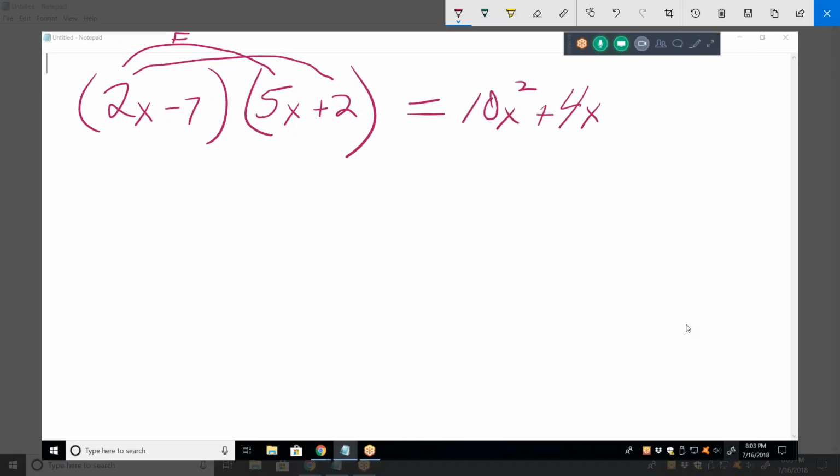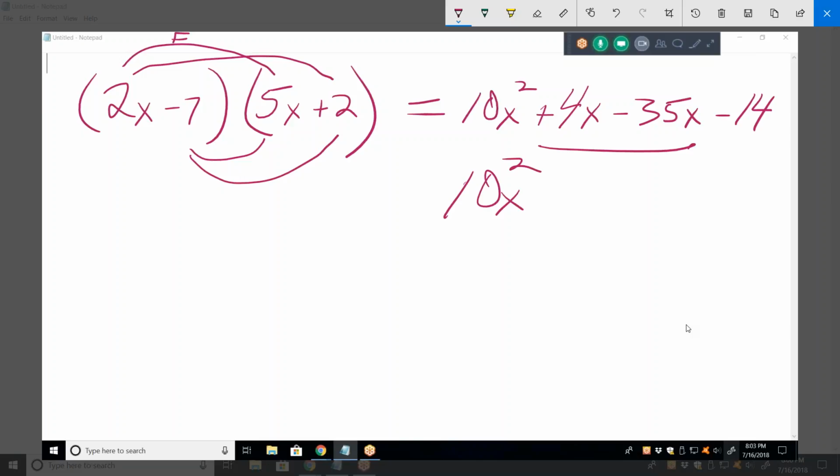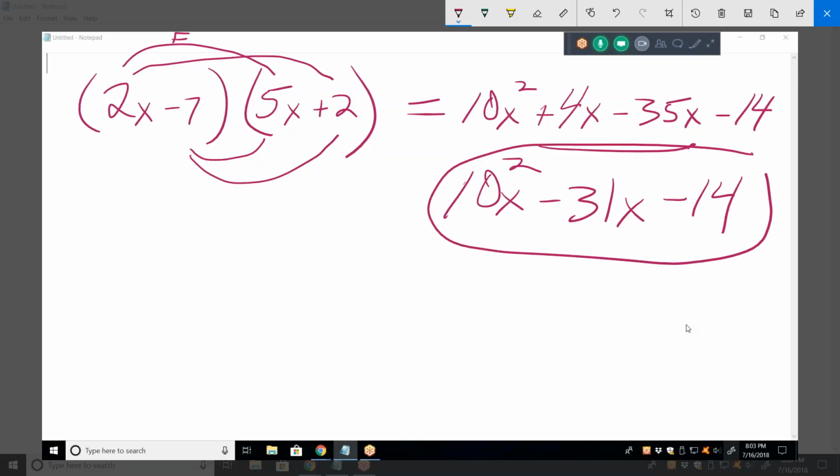Now, the two inside terms are those two terms. Multiply those together, what do you get? And finally, the last two terms are those two terms. What do you get? Okay. Now, these two terms are always going to be able to combine. And in this case, they combine to 31x minus 14. So this is the answer.